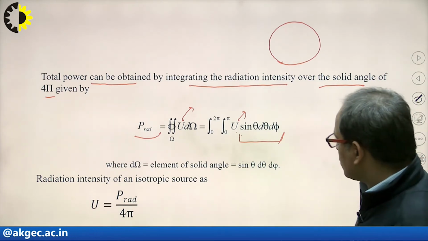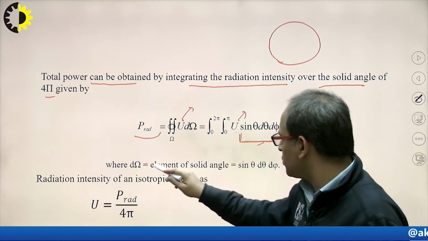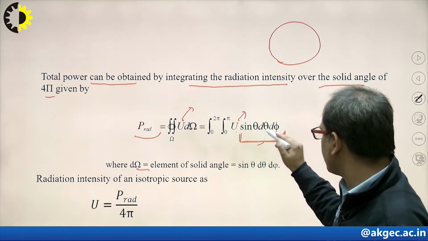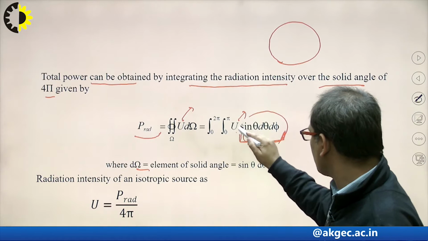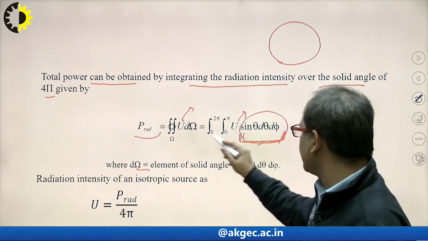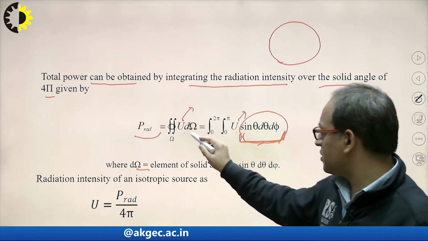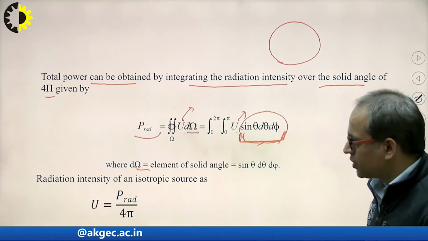Clear? So this can also be defined in terms of the solid angle. This whole term is the solid angle. So P radiated equals the surface integral of U into d omega, where d omega is the solid angle.